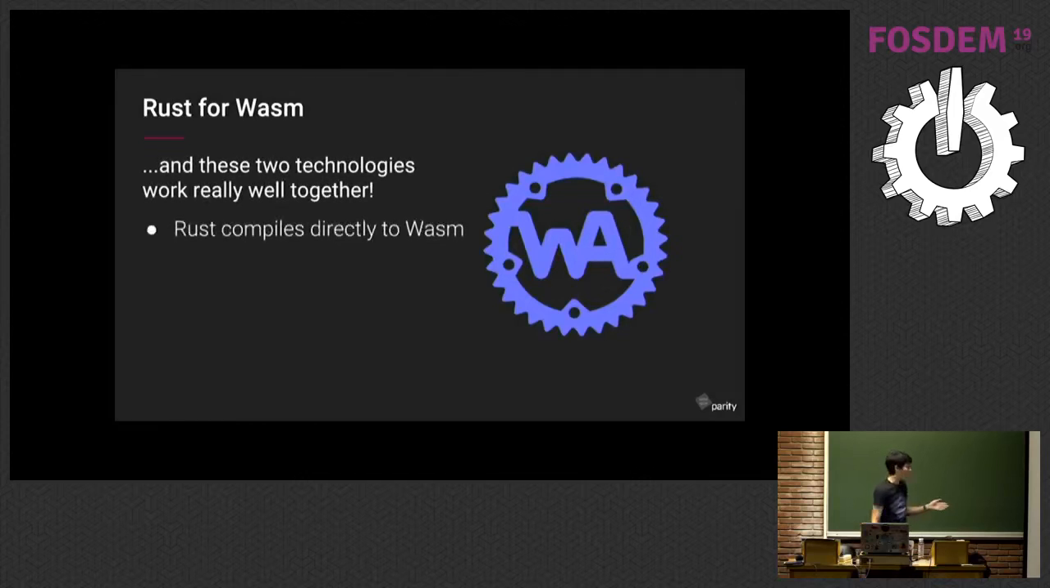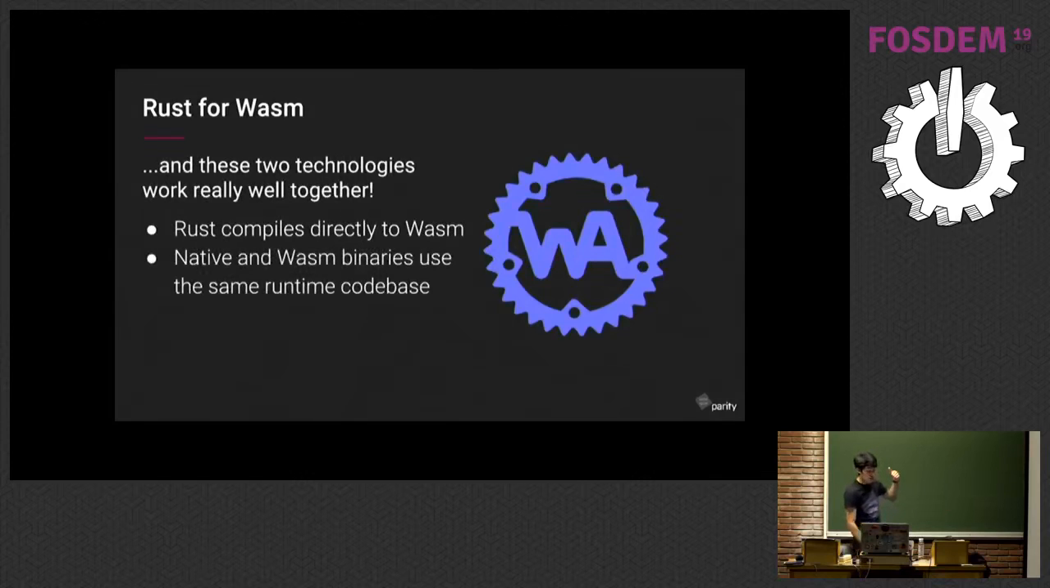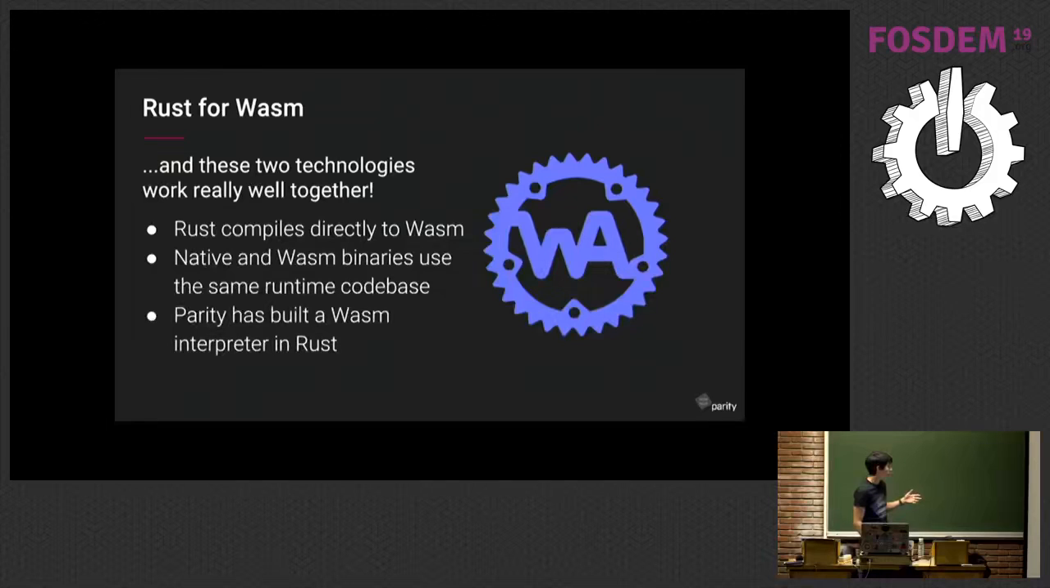Rust now compiles directly to WASM, which is absolutely great, which means that, as I mentioned before, we build our runtime in both native and WASM binaries, and we can use the same code base to do that, which is really powerful. And because Rust has no runtime, you don't have any extra bloat in your WASM binary, so it's really, really small. And finally, of course, Parity supports other Rust projects. We built a WASM interpreter in Rust, so it makes the integration really simple.